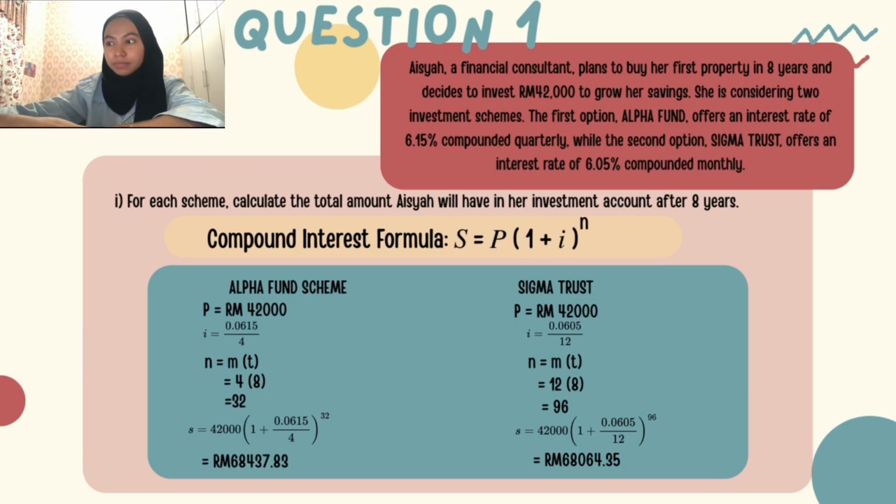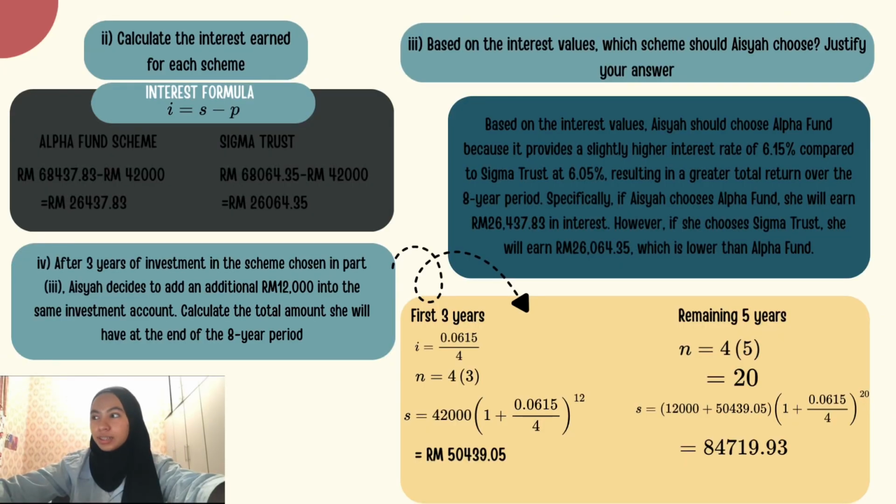For Sigma Trust, our P is the same, which is RM42,000, and our I is different, which is 0.0605 over 12, and n is also different, which is 12 times 8, so you're going to get 96. So put this all into the formula, and you will get the total, which is 68,064.35 cents.